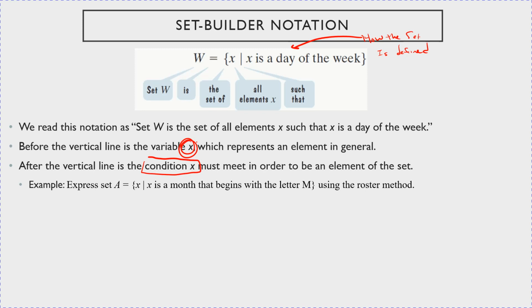Okay, so for example, suppose we have this set. We want to express set A, which is the set of all elements X such that X is a month that begins with the letter M. Okay, and let's take this and put it into roster notation. So what months begin with the letter M? Well, I think that's just March and May.